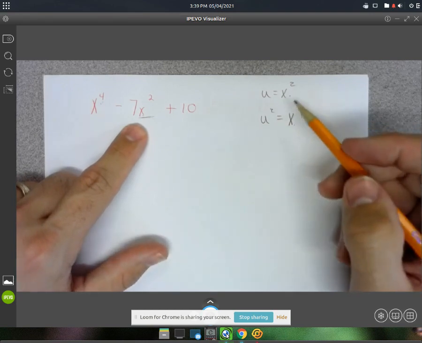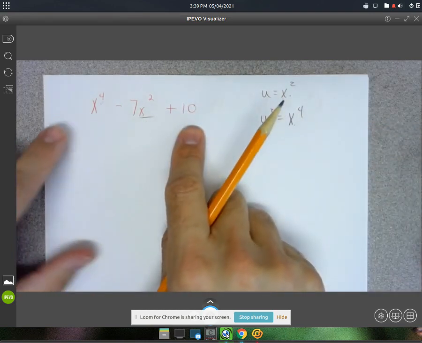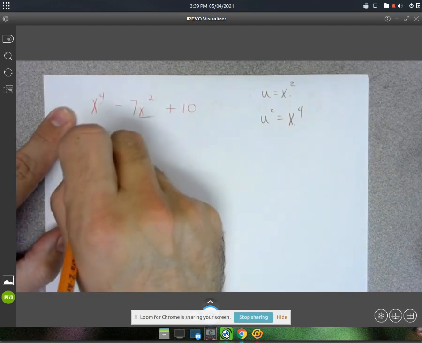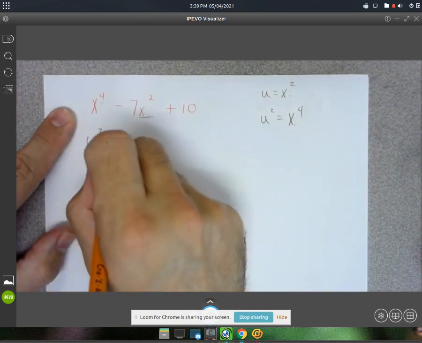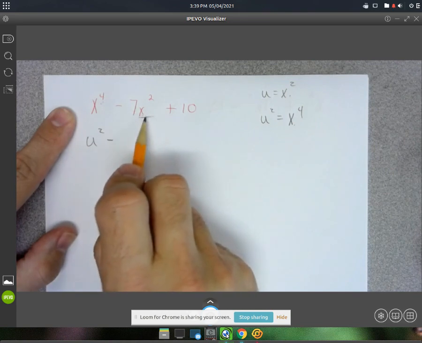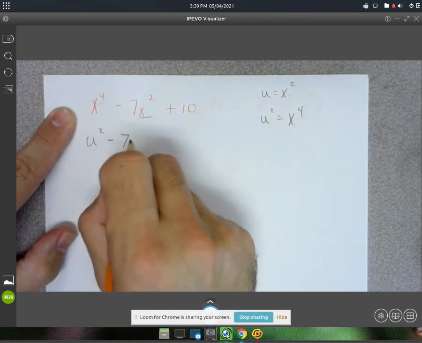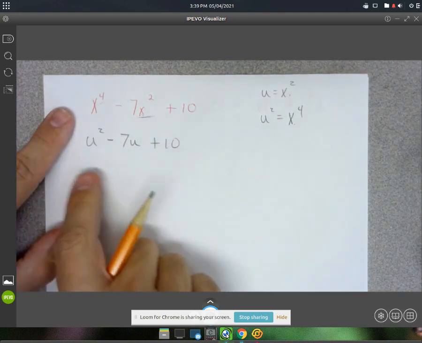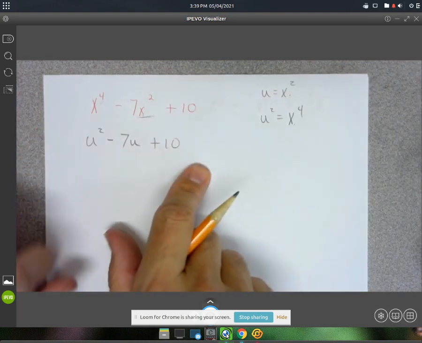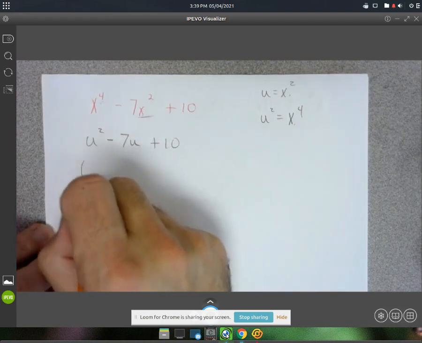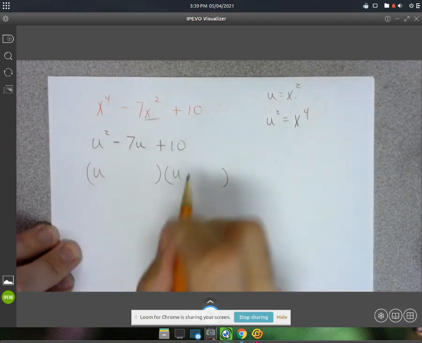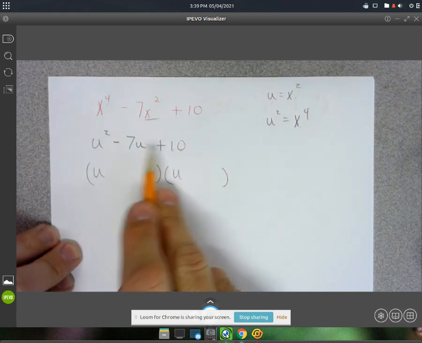Now we can actually do a substitution for this expression. Instead of an x to the fourth, I could say, well, that's just u squared. Instead of saying negative 7x squared, I can say that's minus 7u, and then plus 10. And now this is something that's easily factored. We just find two numbers that multiply to 10 and add up to 7.